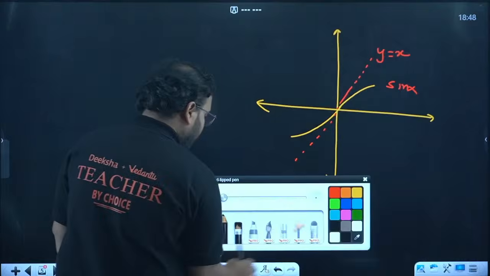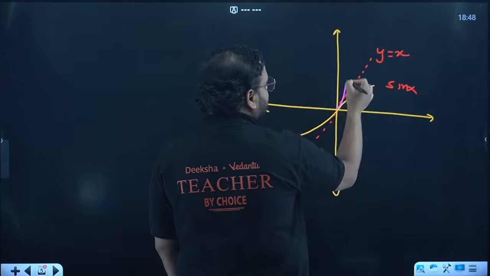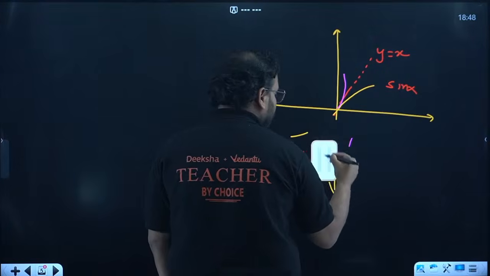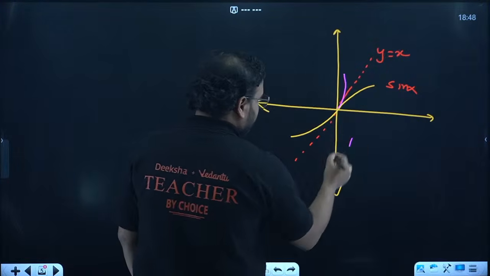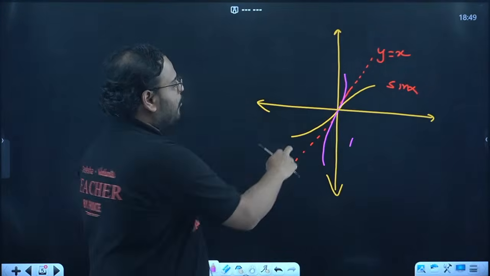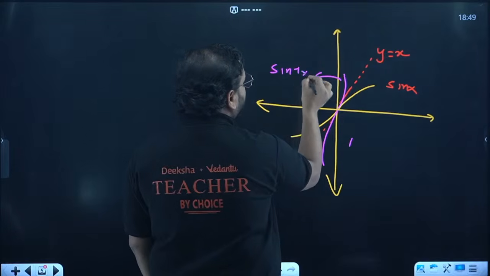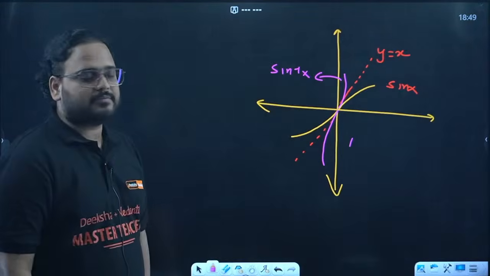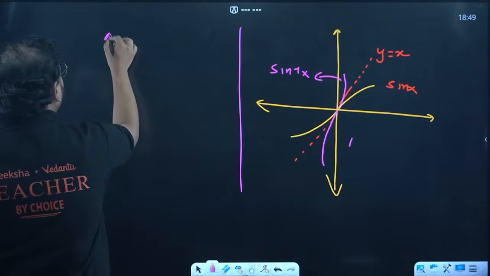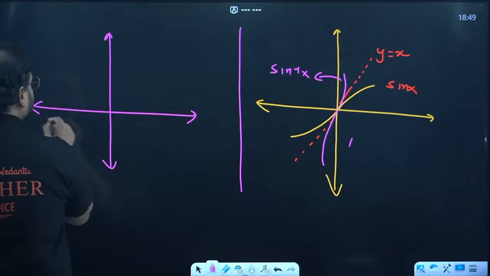Very simple, sir. Let's have a look. The image of this side will simply come like this. This and this are mirror images, and for this side you'll have the image like this. So the yellow part is sin x, and this graph is nothing but the graph of sin inverse of x. If you look at the graph of sin inverse of x, it finally works out like this. This is the graph.